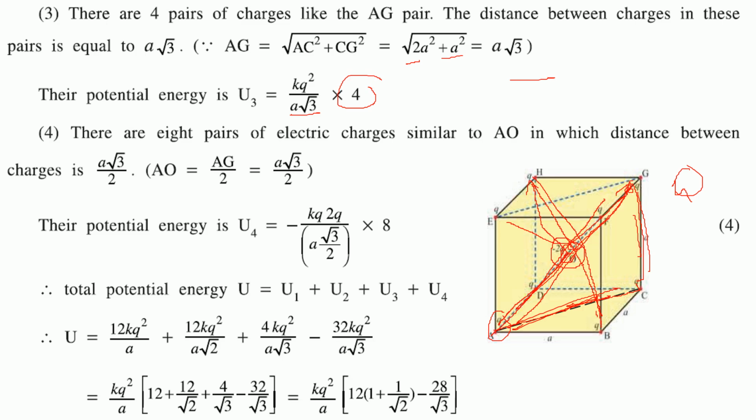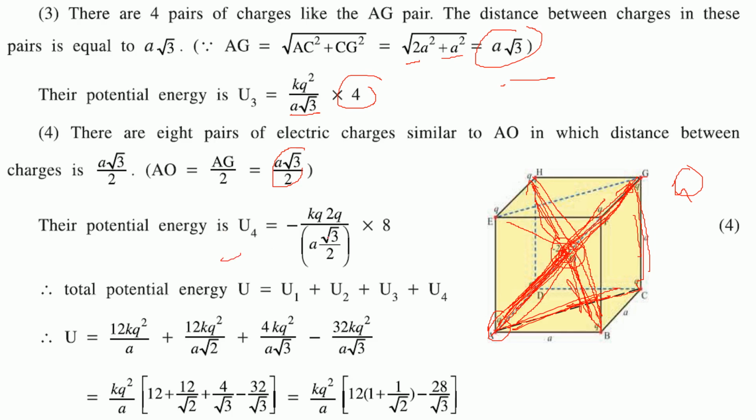If you try to arrange it, AO is simply AG by 2. AG we have already found out, A root 3. Just divide it by 2. This whole was A root 3, and we have to find half of this. So this distance will be A root 3 by 2.